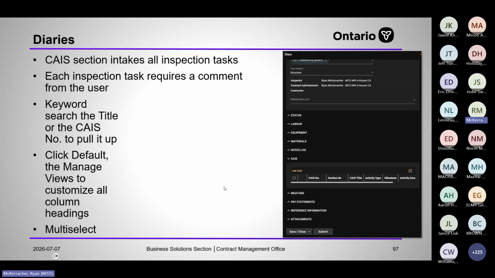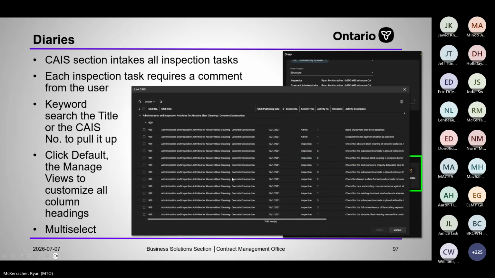The case section intakes all inspection tasks, so make sure that you're disposing your case inspection tasks in there. You can keyword search it, or you can click default and manage the views to customize all the column headings if you like. You can also multi-select case inspections. This pulls up the picker right here. You can see there's a search option, so you can search based on number or keyword. Or you can use the default and play with the column headings and sort how it actually shows you.